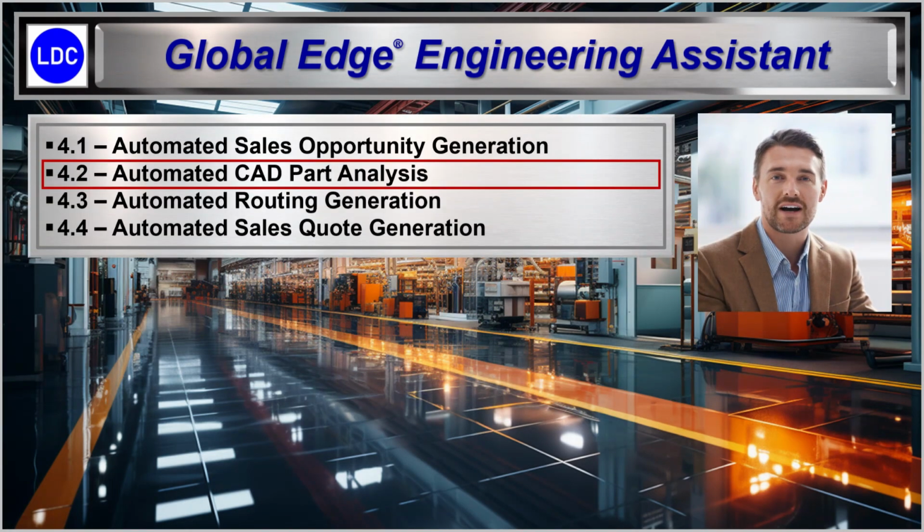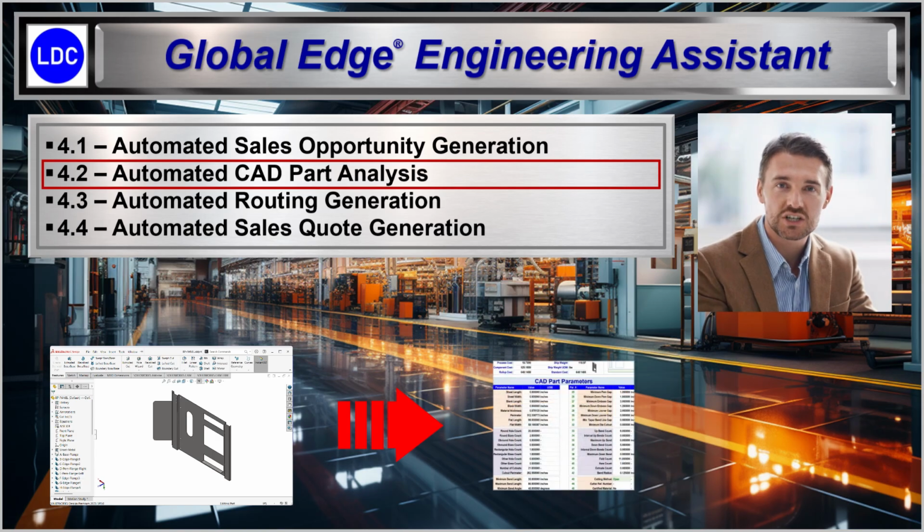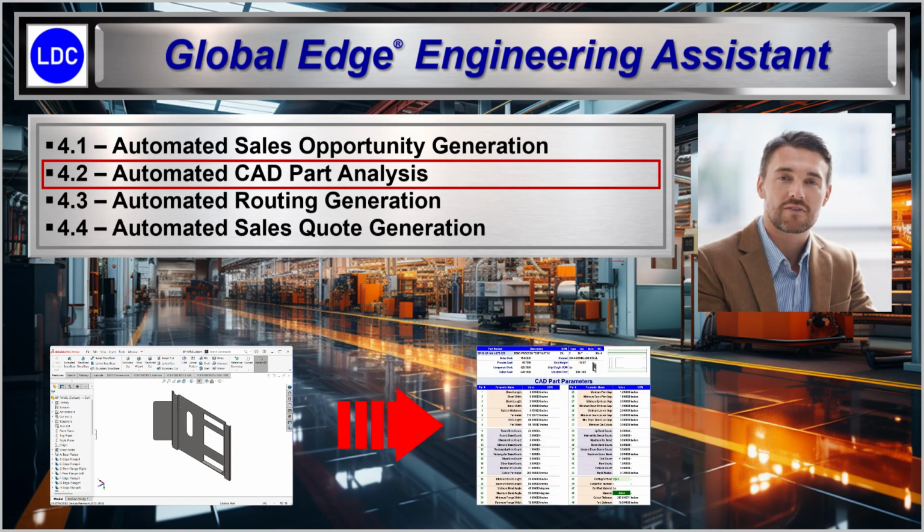Step 4.2 provides automated CAD part analysis of complete sheet metal part parameters to serve as a foundation for manufacturability testing, automated routing, bend program, and sales quote generation.